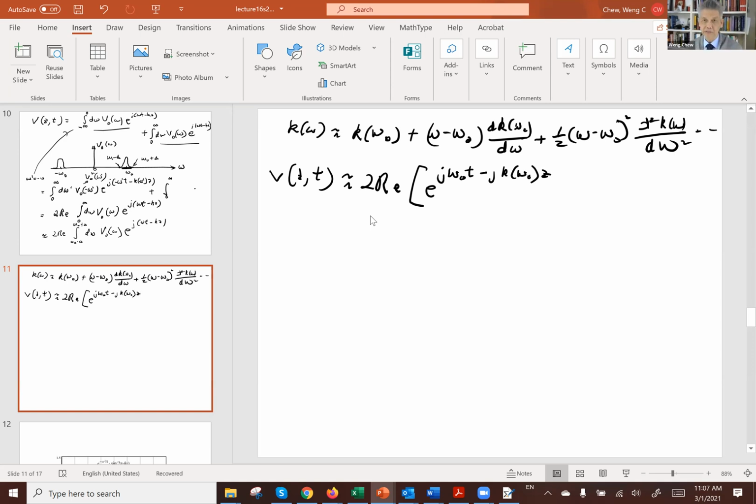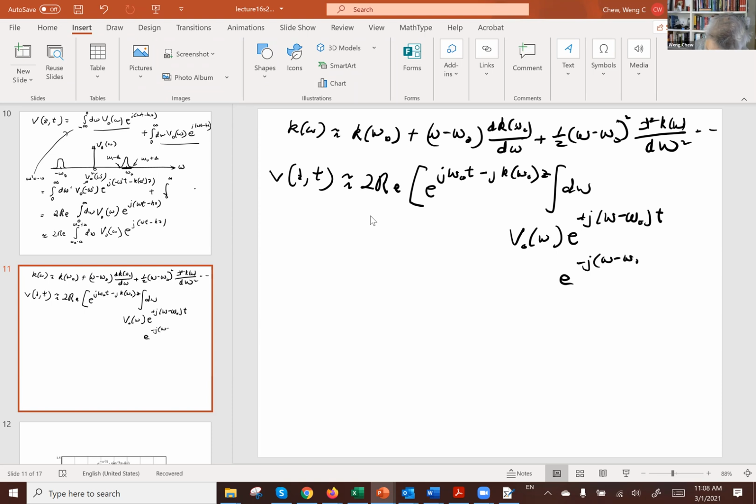So the first term is independent of frequency. I'm going to put in another term that is also independent of frequency and put it back into the integrand. Then the integrand will look something like this: b0 omega e to the plus j omega minus omega naught t. And then the second term in the exponent is e to the minus j omega minus omega naught dk d omega t. I don't know if you can see this.